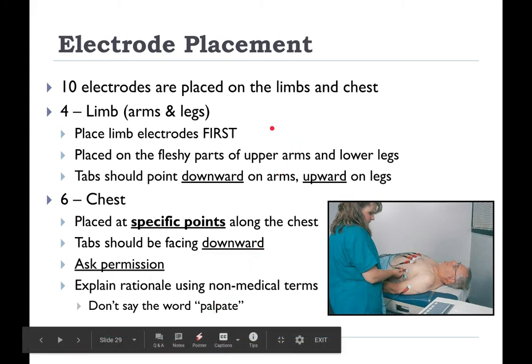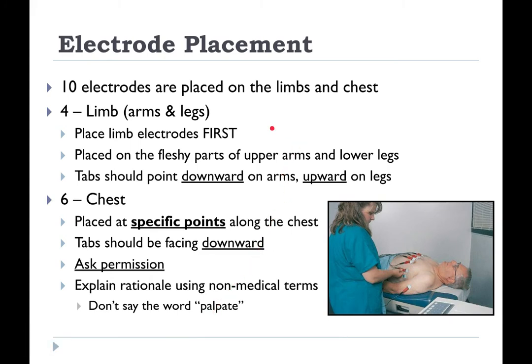I usually place them on the fleshy parts of the upper arms, and then on the fleshy part, kind of on the calf, on the lower legs. And the tabs of the electrodes should always be facing the belly button. So if you're placing them on the arms, the tabs should be facing downward. And if you're placing them on the legs, the tabs should be facing upward. You're going to put 6 electrodes on the chest, and these are placed at very specific points along the chest. And the tabs should be facing downward toward the belly button.